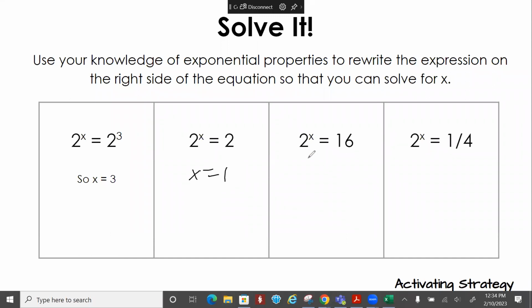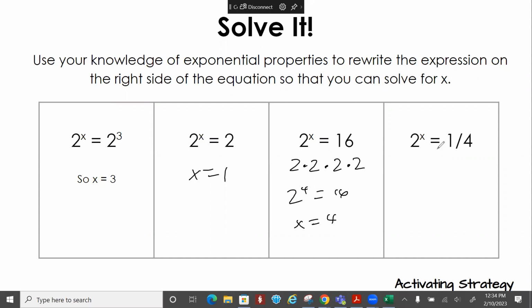Cool. All right. Now, my question to you is 2 to what power would give me 16? So let's think this through. 2 times 2 times 2 would give us 8. Times 2 would give us 16. How many 2's do we have in total? 4. So x would equal 4.